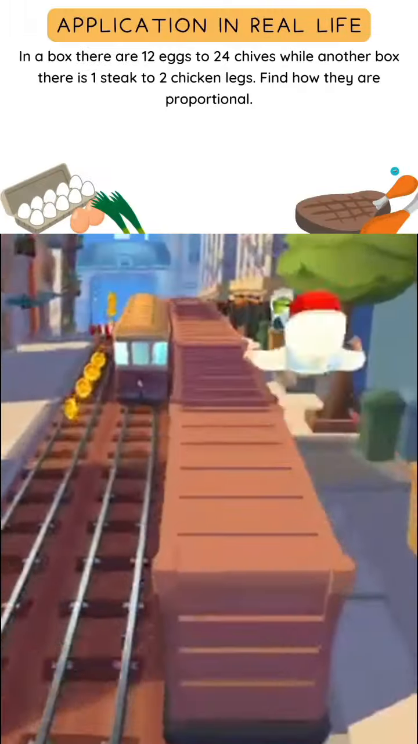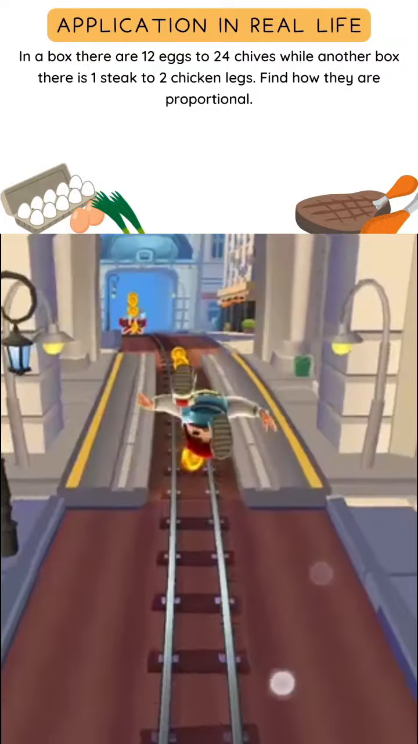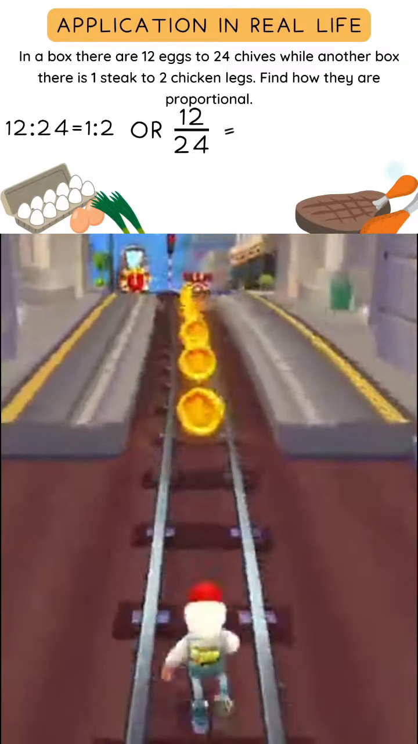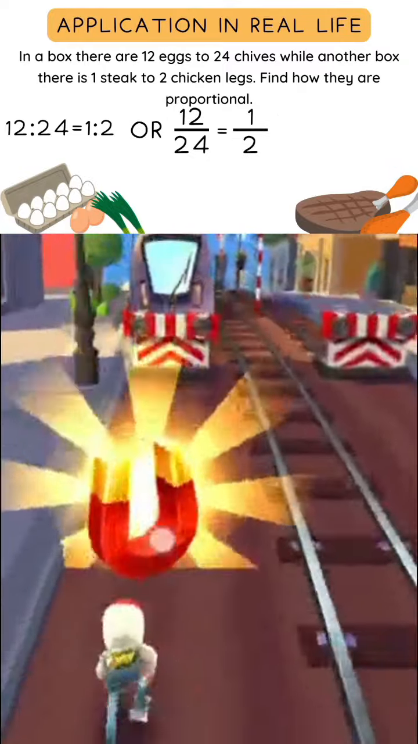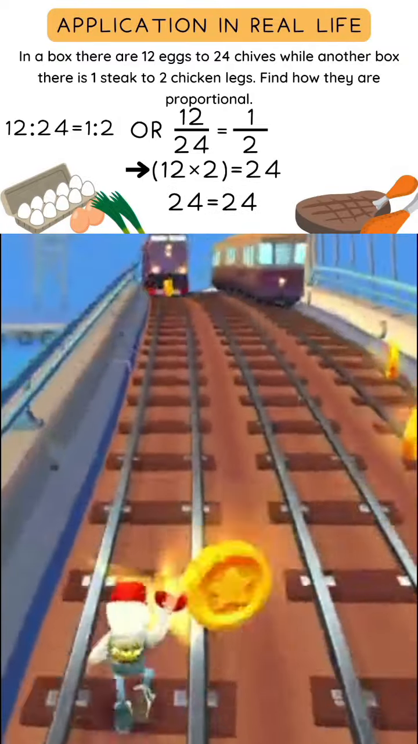If it would be used in real life, let us say in a box there are 12 eggs to 24 chives, while in another box there is 1 steak to 2 chicken legs. We write it as 12/24 equals 1/2. To check if they are a proportion, we will cross multiply these 2 fractions, so 12 multiplied with 2 equals 24 times 1, then simplified is 24 is equal to 24, so they are proportional.